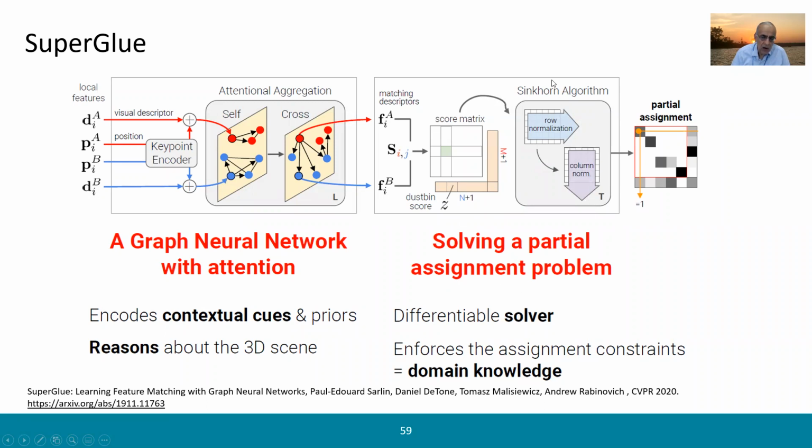And they use this Sinkhorn algorithm to optimize this matrix with the score matrix they've computed over here to come up with partial assignments. So they have two neural innovations: a graph neural network with attention to come up with descriptors, and then this Sinkhorn algorithm using it to do the assignment.